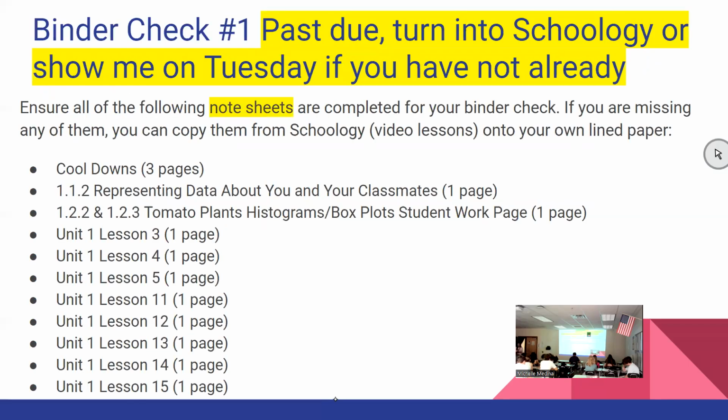Just know that the binder check number 1, if you haven't turned it in, you need to turn it in soon. And not while I'm teaching, but basically any other time after that, you can show it to me. Or you can upload it to school. Like I've had some kids just take it on themselves and do that. And that works totally fine.